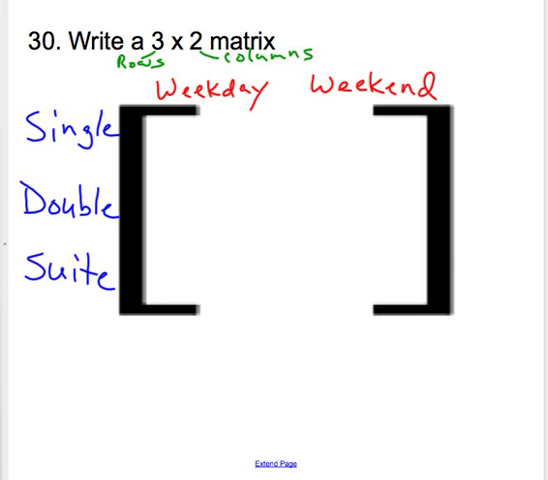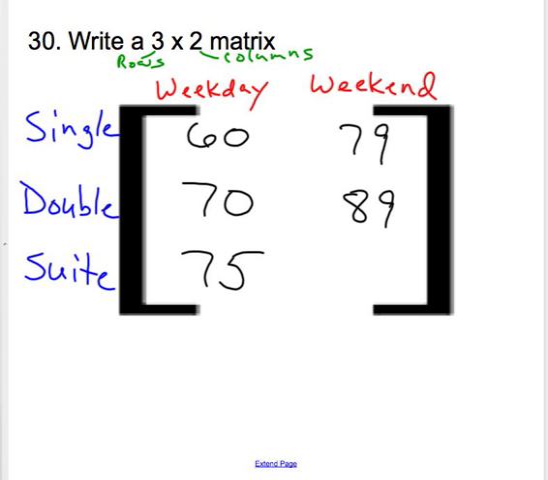And I go and I fill in now the prices for a specific room on a specific day. Like for a single on a weekday, $60. Single on a weekend, $79. Double on a weekday, $70. Double on a weekend, $89. Suite on a weekday, $75. Suite on a weekend, $95. I have now represented the hotel room pricing in a 3x2 matrix.